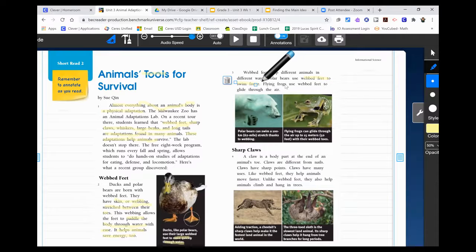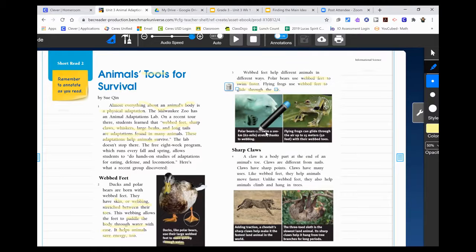But I'm also going to highlight where it says that some animals use webbed feet to glide through the air. So I'm highlighting that because this is important. Webbed feet is not only useful in water, but also in the air. That's interesting. But it's also a key detail.